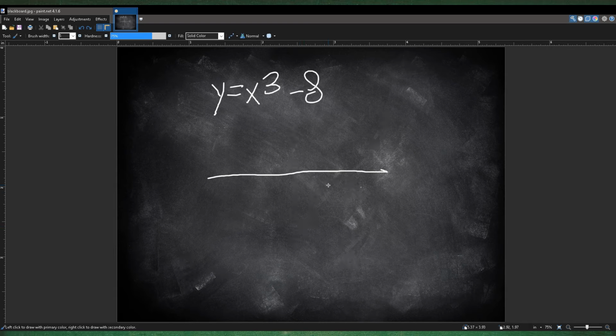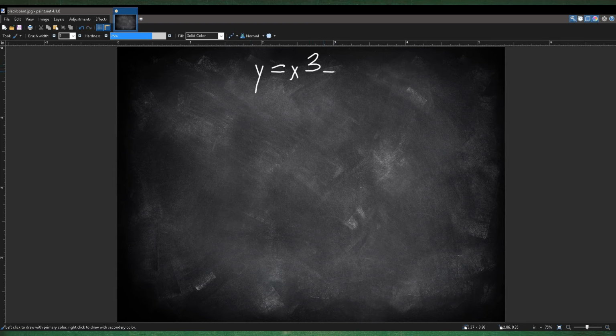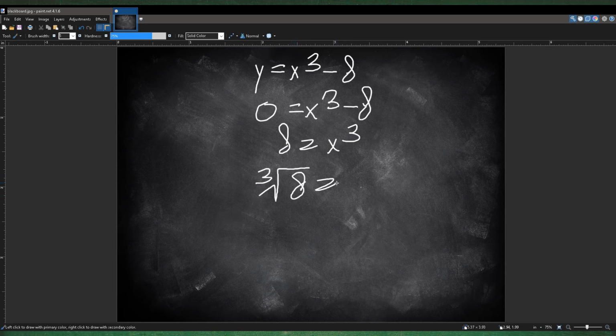So now to find the complex roots, let's use the same example. We want to find y is equal to x cubed minus 8, and then when y is equal to 0, 8 is equal to x cubed. So you want to find the cube root of 8, right? So basically what you're going to be doing is you want to find the cube root of 8.